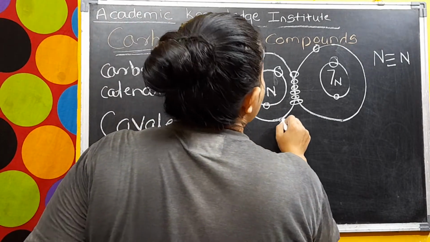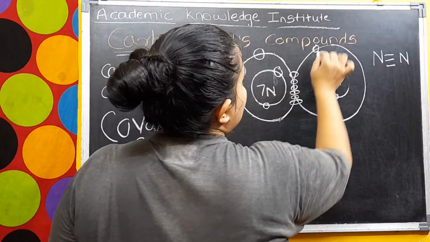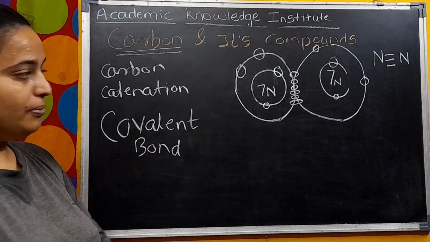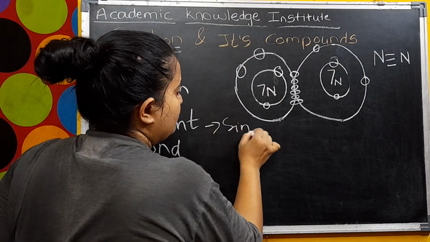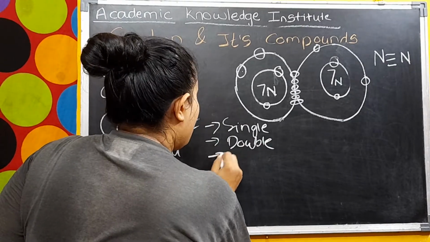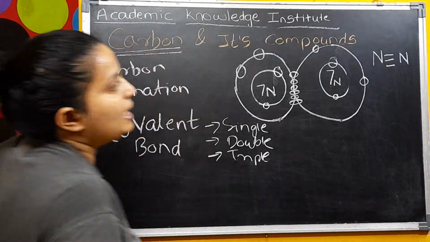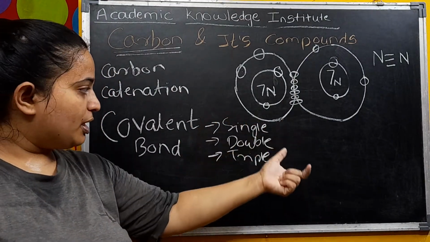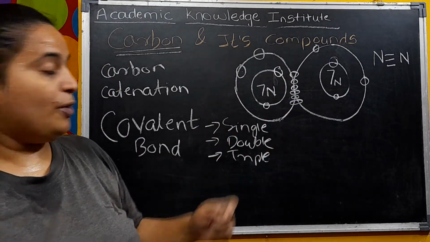Understood? See here, now we will count the electrons: 1, 2, 3, 4, 5, 6, 7, 8. And 1, 2, 3, 4, 5, 6, 7, and here there will be 8 electrons. So in the covalent bond there is a single bond, there is a double bond, and there is a triple bond. Now we will see what basically are saturated compounds, unsaturated compounds, straight chain compounds, and branched chain compounds. We will study everything. I hope you understood this much.